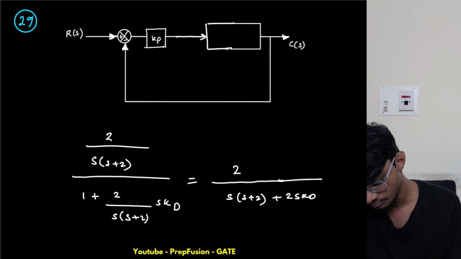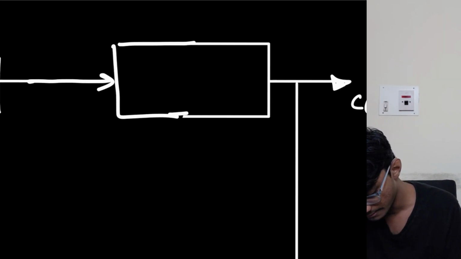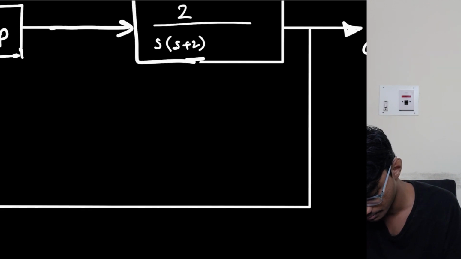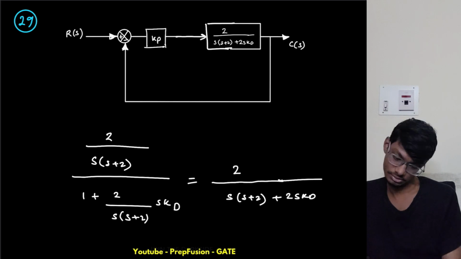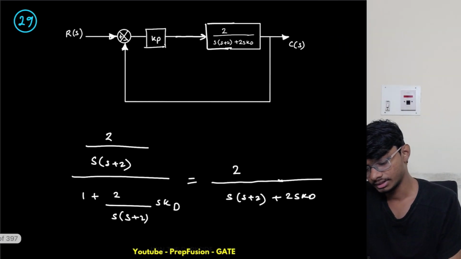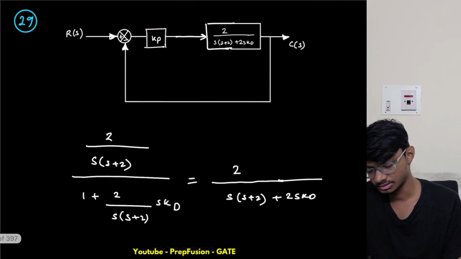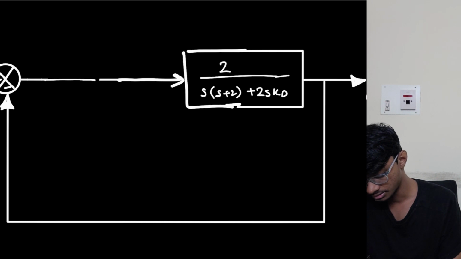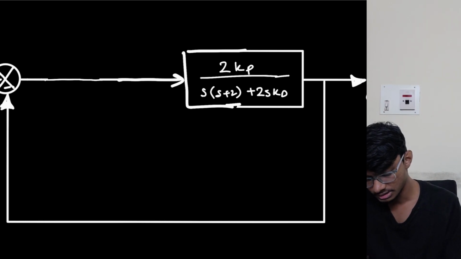And this becomes simply 2 upon s into s plus 2 plus 2s KD. Now again I can convert this into one block again. This will simply get multiplied, so I can remove this one and make this a single block itself. This will be KP. So what I can see, this is a type 1.